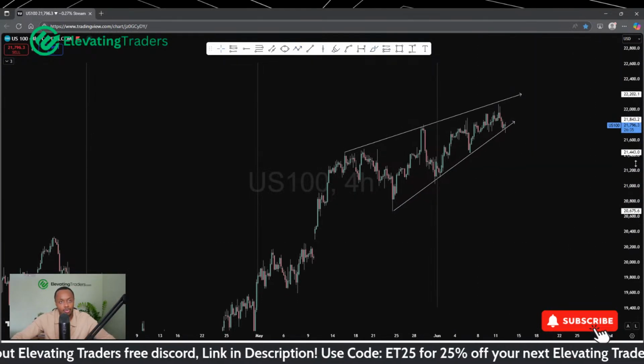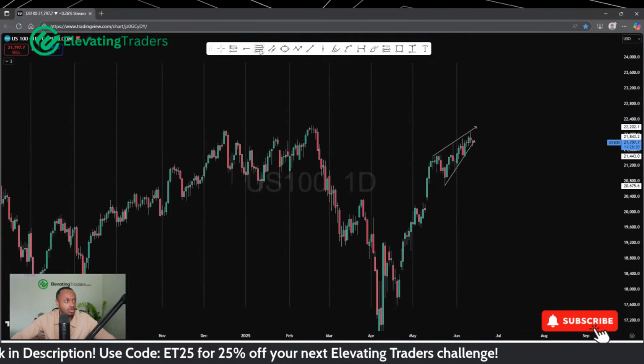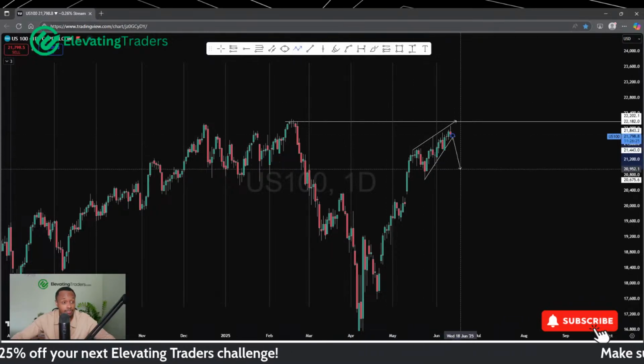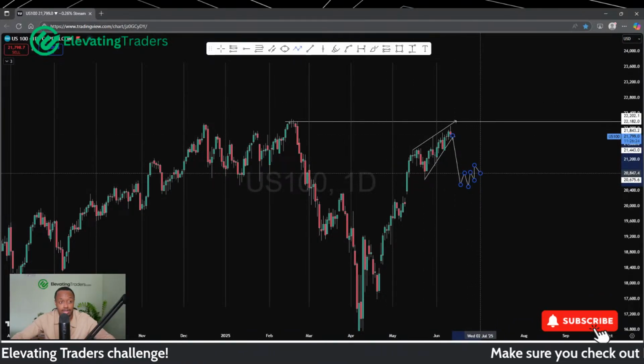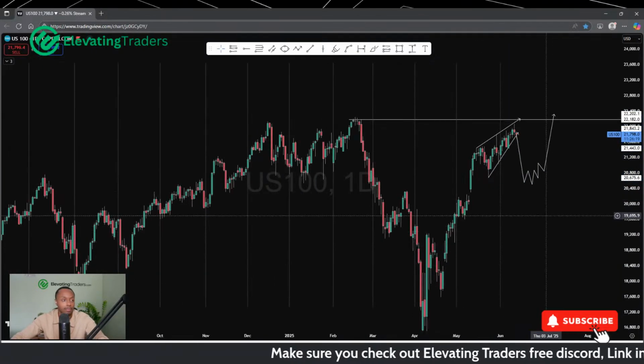How big of a pullback? Again, that's anyone's guess, really. I still do think we're likely to push to the all-time highs. So if the market does go for a bit of a sell-off, treat that as an opportunity to find some entries, probably some swing trades to take it back to where we came from.